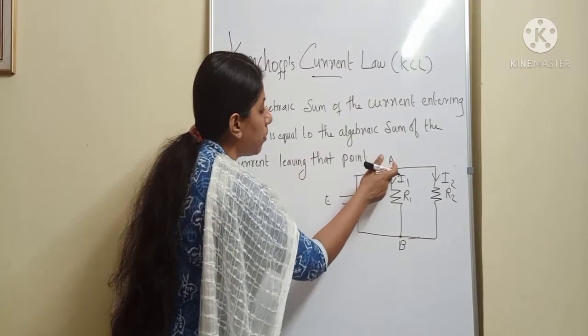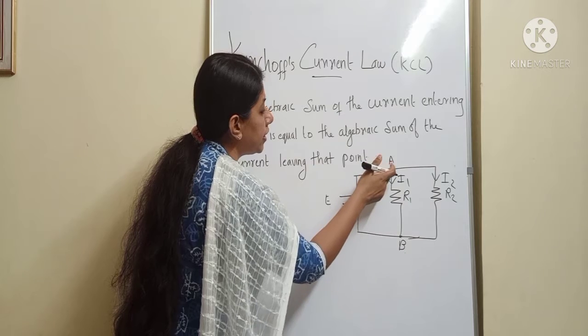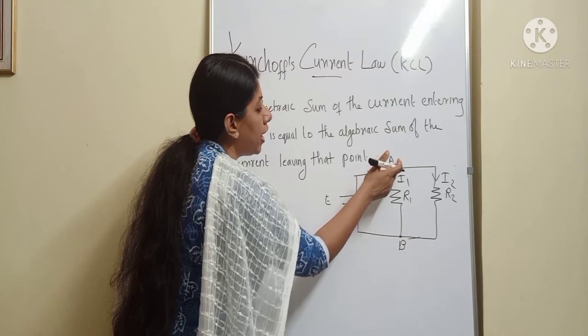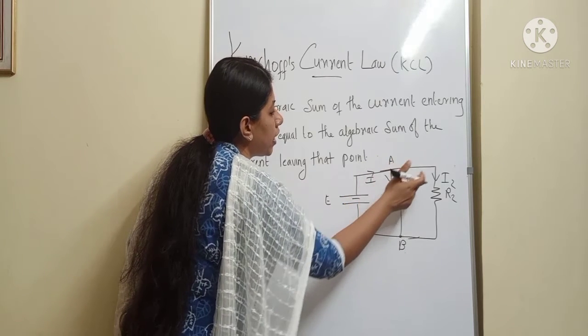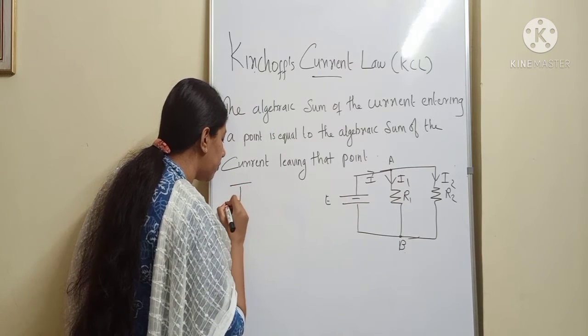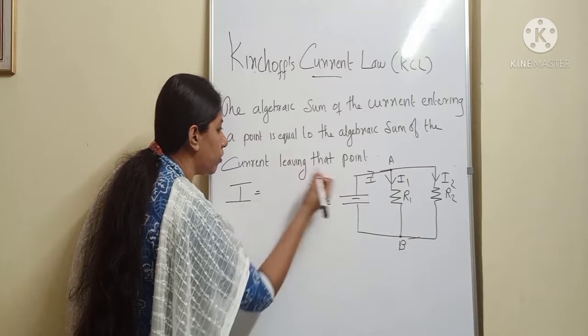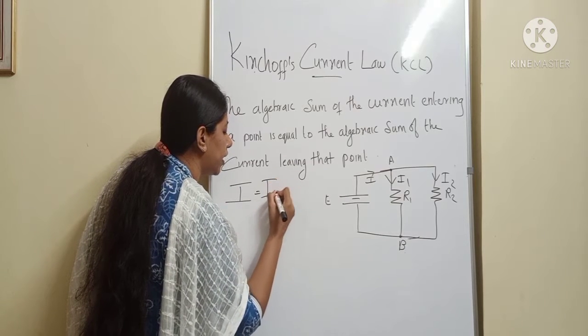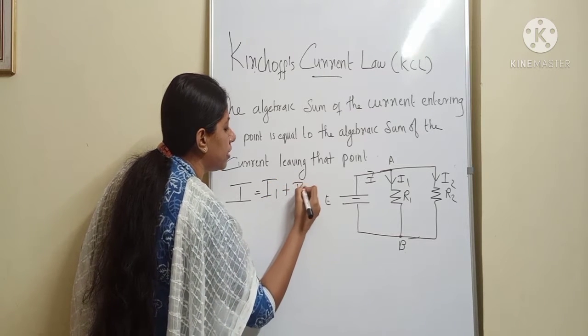With respect to the point A, the current entering the point A is I, and the current leaving the point A is I1 and I2. So according to KCL, the algebraic sum of the current entering a point is equal to the algebraic sum of the current leaving that point, that is I1 plus I2.